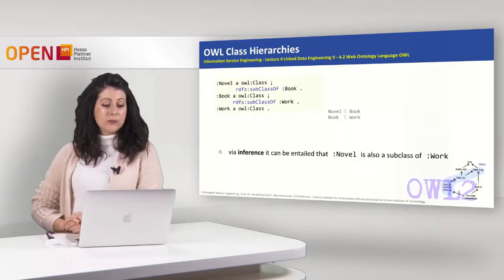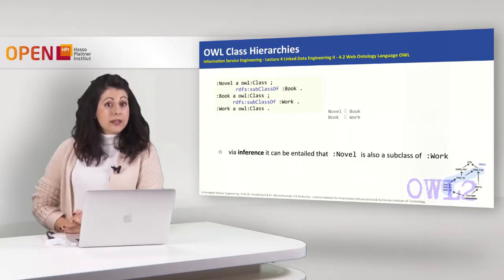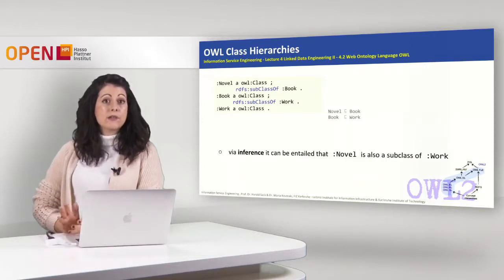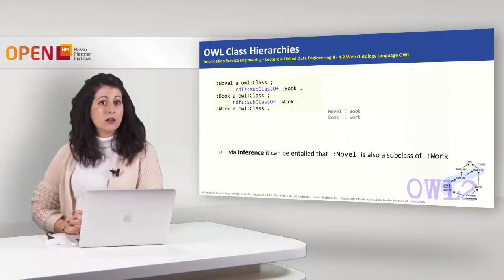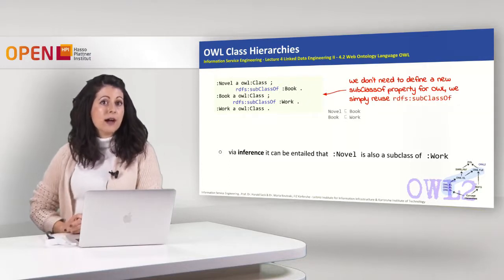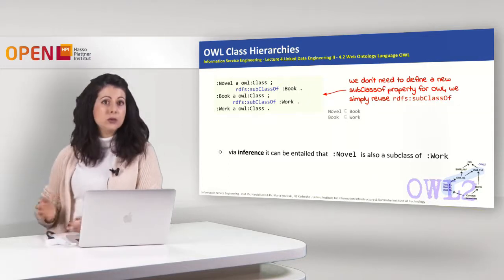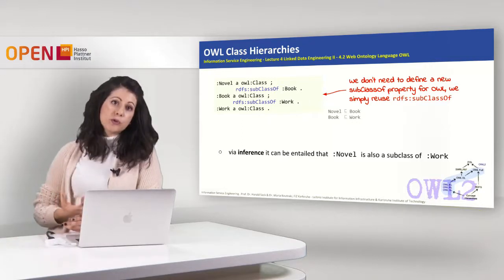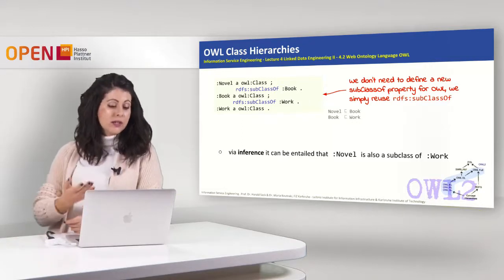So let us continue. In OWL, we have again hierarchies. We can define hierarchies among classes, as we saw in RDFS. And to do that, we will use again the existing property RDFS subclass of. There is no need to define a new property for the same purpose. So let's see how we use it.